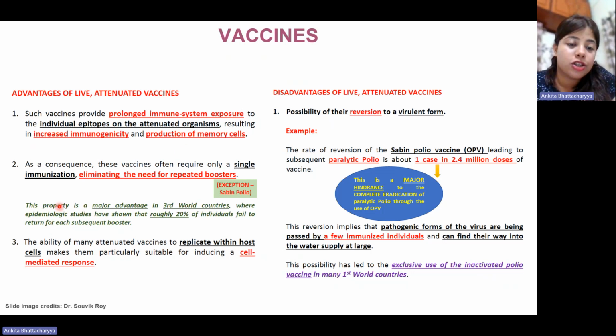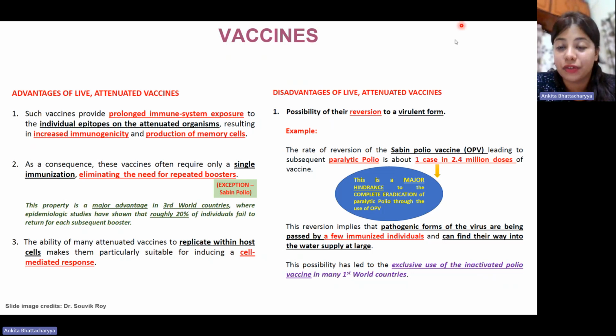And this property is a major advantage, especially in third world countries where epidemiological studies show that roughly 20% of individuals do not actually turn up for subsequent boosters. And so their immunization is actually incomplete and that's certainly not desirable. The ability of many attenuated vaccines to replicate within host cells makes them particularly suitable for inducing a cell-mediated response. So of course, the sustenance of such a response will be much more long-term, and therefore is very, very desirable. Following that, we have some comparative disadvantages as well.